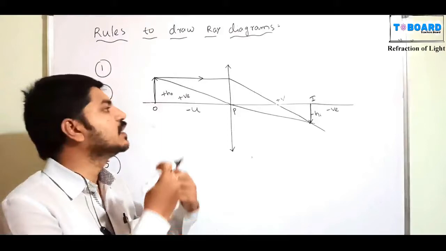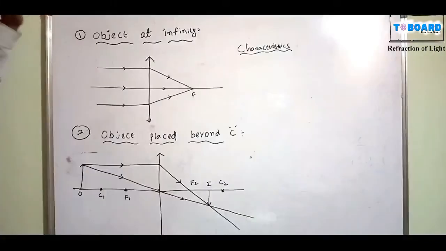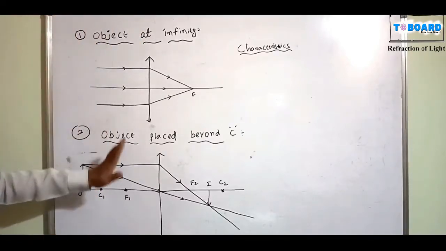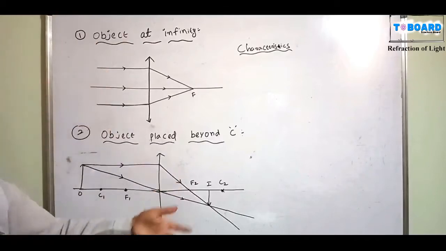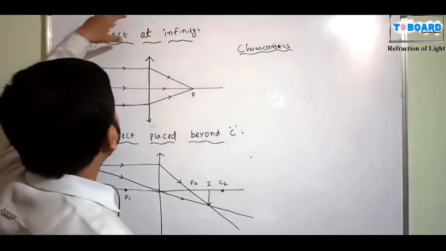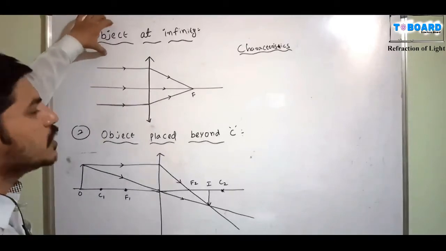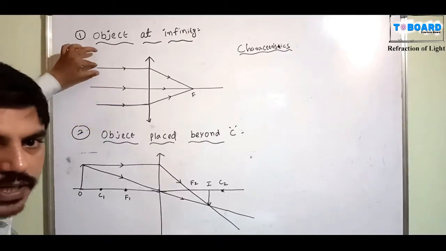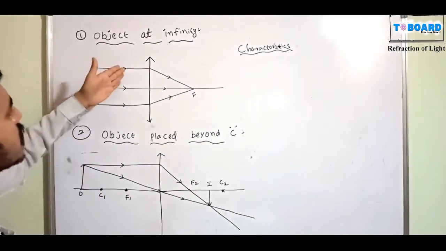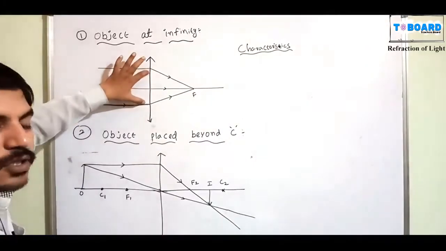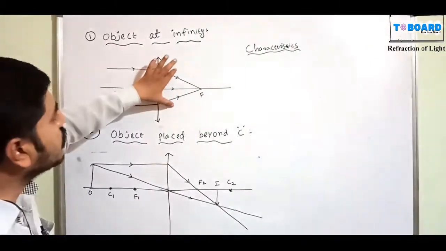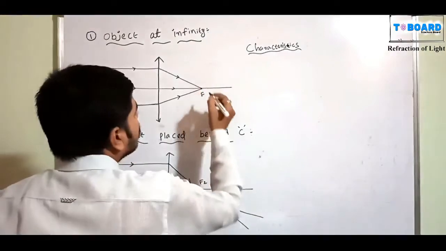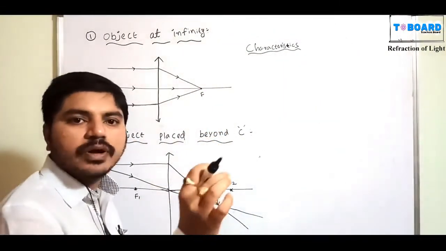So now we'll go for the conditions. What kind of conditions did we discuss earlier? The first condition is the object at infinity. If I keep an object at infinity, it means an unknown place. What kind of things are going to appear? For example, for an object at infinity the diagram will look like this. We don't know where the rays are coming from, so they are parallel to the principal axis. After refraction, the rays will meet at the focal point. Now you see this, meeting at the focal point is point sized.